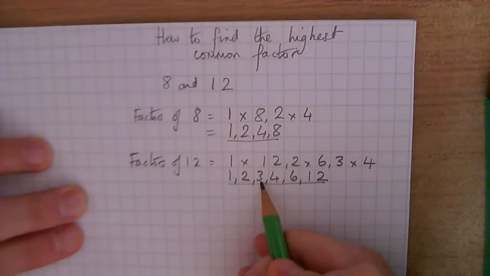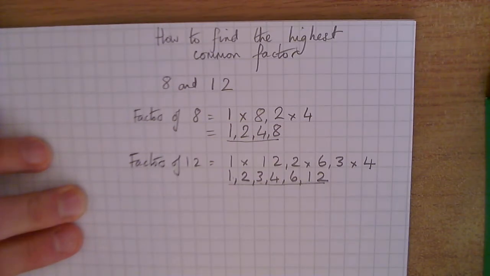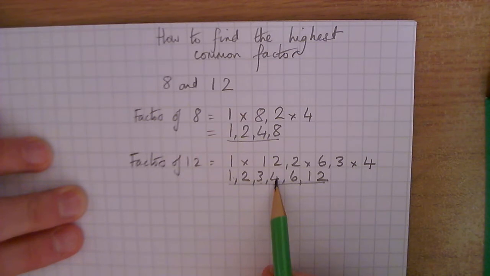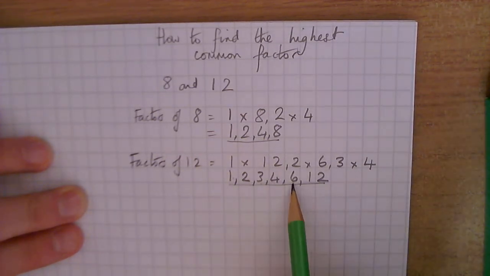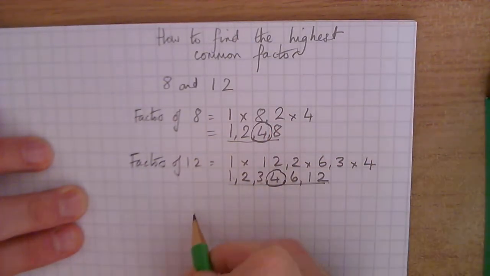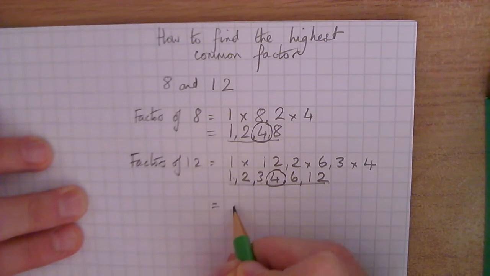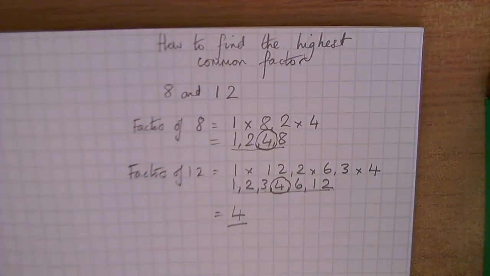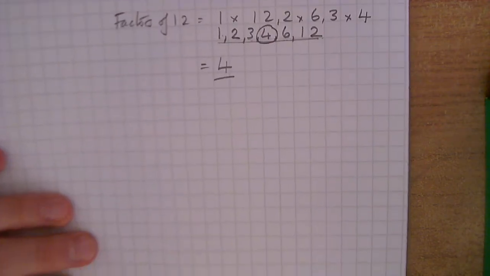3 is a factor of 12 but not a factor of 8, so it's not a common factor. 4 is a common factor of both, and it's the highest so far, and I can't see another common factor. So therefore 4 is the highest common factor of 8 and 12. Let's look at one more example.